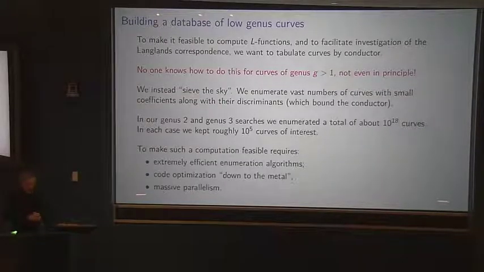In our genus 2 and genus 3 searches, which we've conducted, we've enumerated a total of about 10 to the 18 curves. That's certainly more than the number of stars in the Milky Way. It's not quite more than the number of stars in the universe, but it's more than the number in our local group, or even in the Virgo supercluster. I think there's maybe 10 to the 20 stars in the universe, but we're getting close.